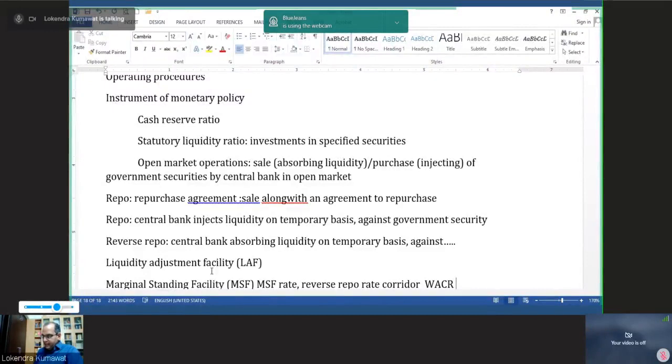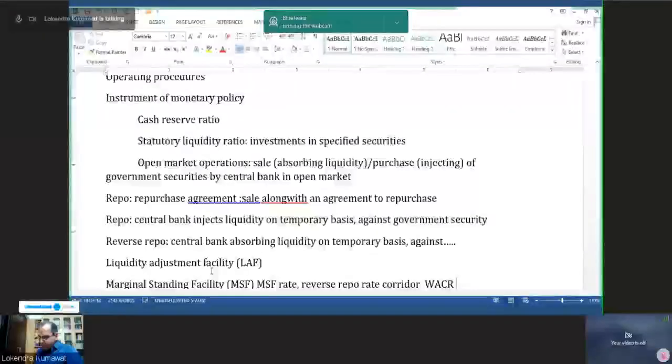Stock and flow. The idea is, stock variables are those variables which are measured at a point of time. So what is the total credit outstanding in the Indian economy as of today? That is a stock variable. Flow variables are those variables which are measured for a period of time.